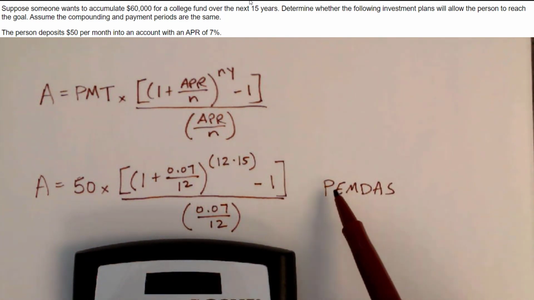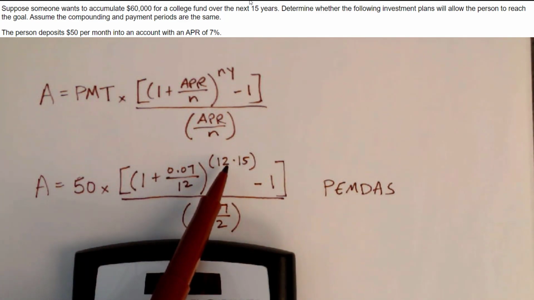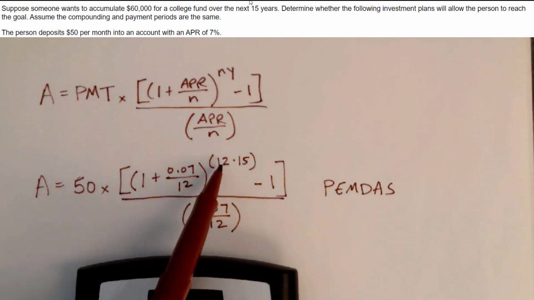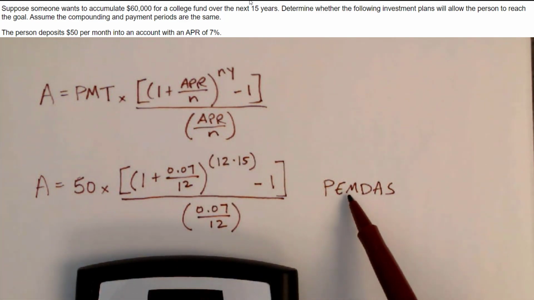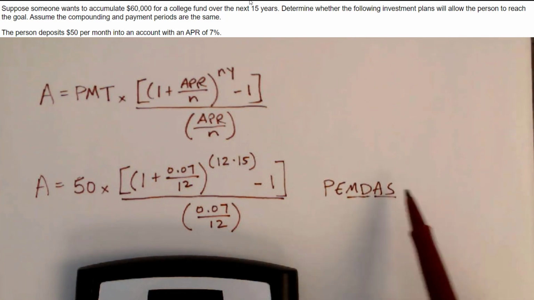E represents exponents, so after we calculate what's inside these parentheses, we need to make sure we raise whatever's inside there to the power of whatever 12 times 15 is. And then M and D is multiplication and division. Those two again are done left to right, and then A and S is addition and subtraction, also performed left to right.